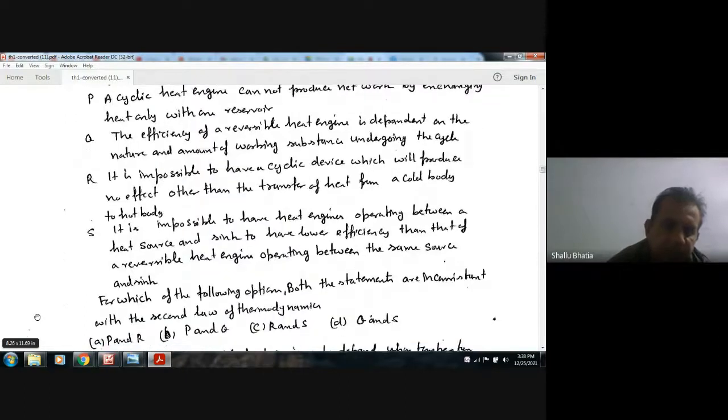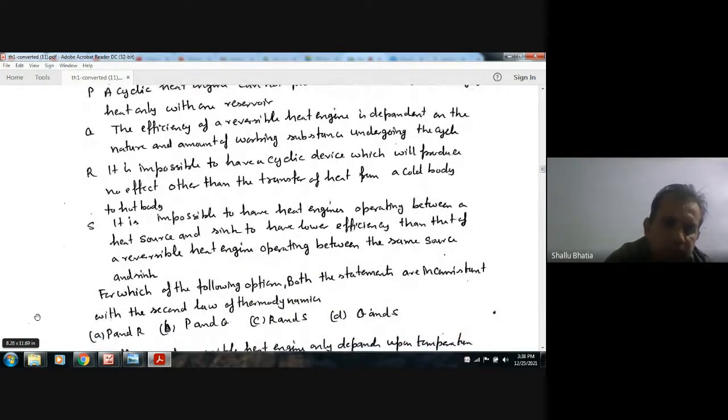S: It is impossible to have heat engines operating between a heat source and sink to have lower efficiency than that of a reversible heat engine operating between the same source and sink. For which of the following options are both statements inconsistent with respect to the second law of thermodynamics? You have to choose the statements which are violating the second law of thermodynamics.